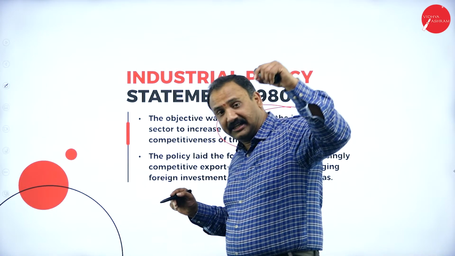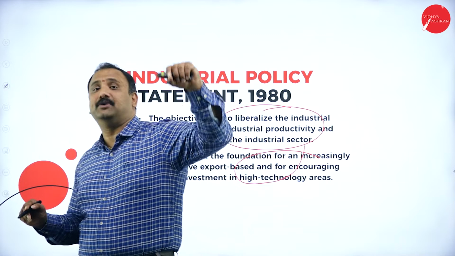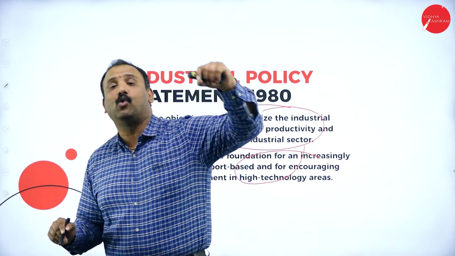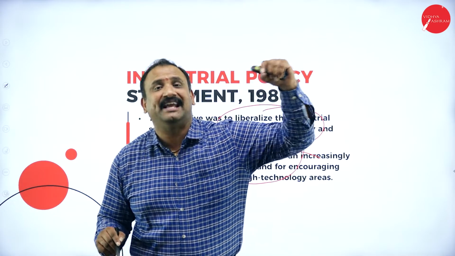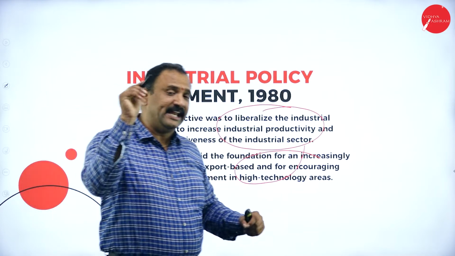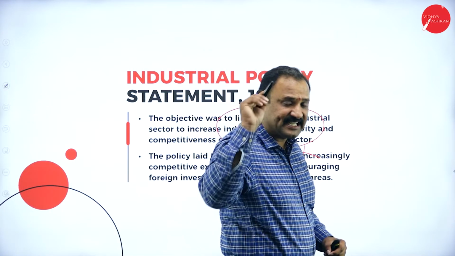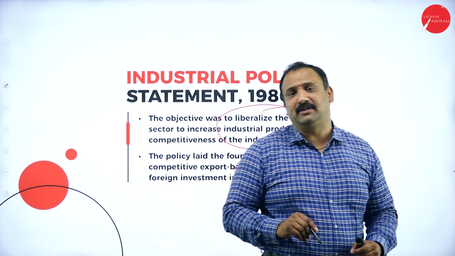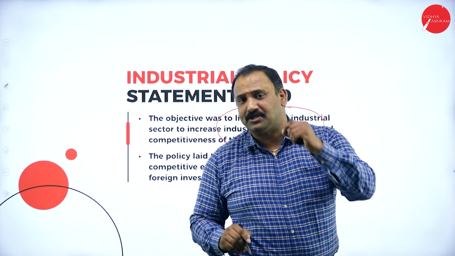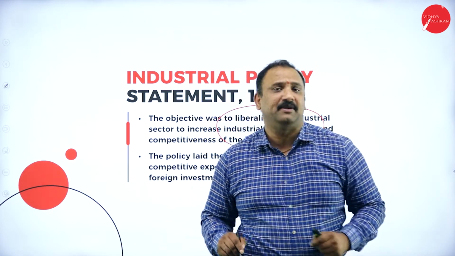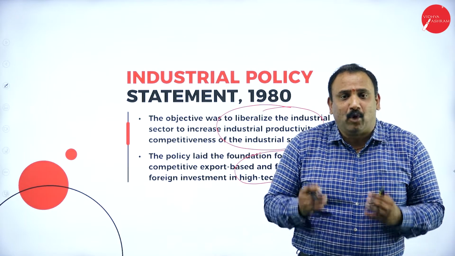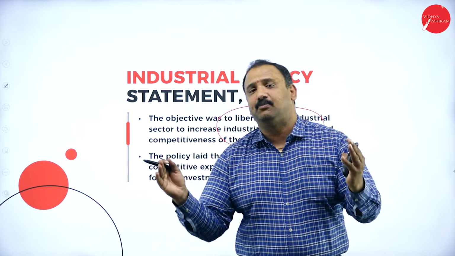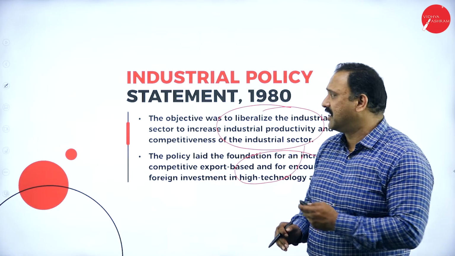Now, this was the year that we need to keep in mind. Why? Because export orientation was given importance. So the 1980 industrial policy is a turnaround in the economics of India. Why? Because that was the year, that was the resolution that we made, that from an import-based country, let's start moving into an export-based country.